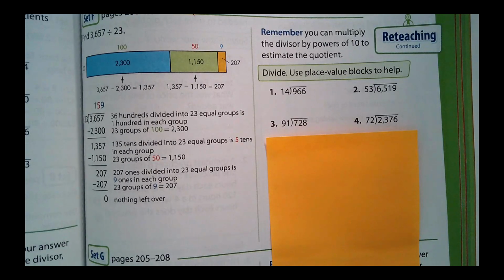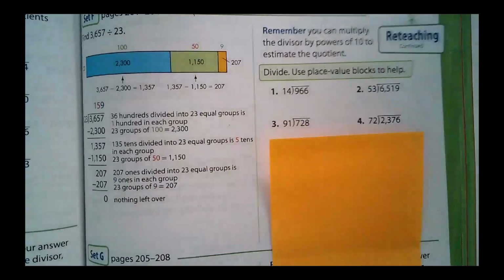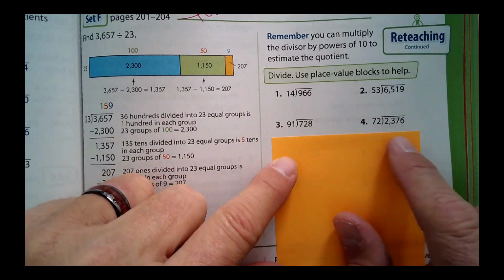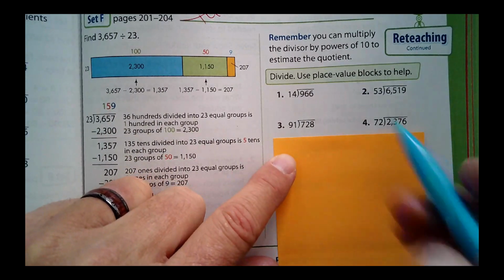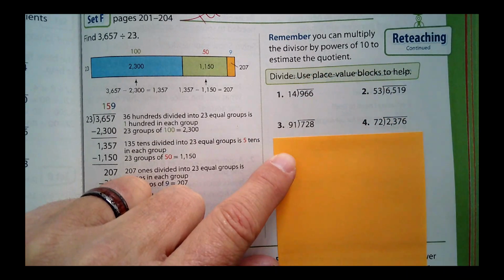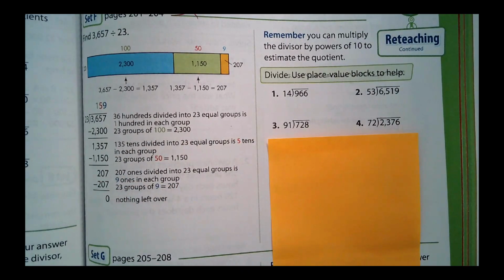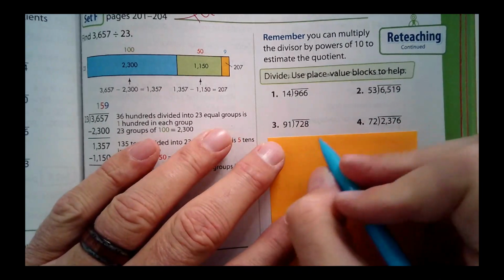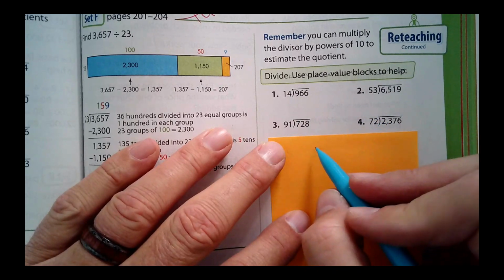So anyways, this is page 217. Homework for tonight is pages 217 and 218. I'm looking at the first problems here. It says use place value blocks to help. You don't need to do that, I'm not worried about that. But let's look at number one together. You don't have room to do the work here, so I'm just using a sticky note.